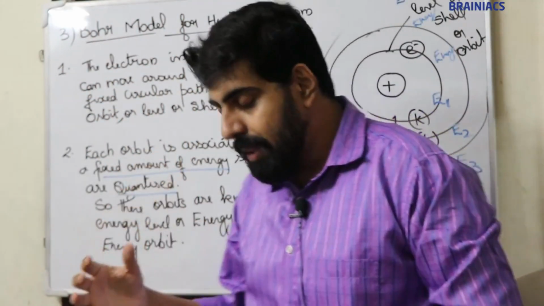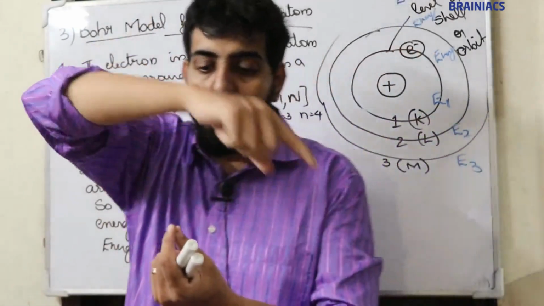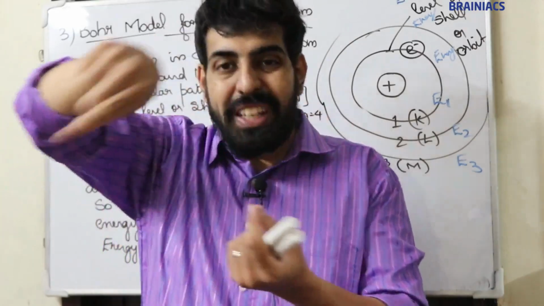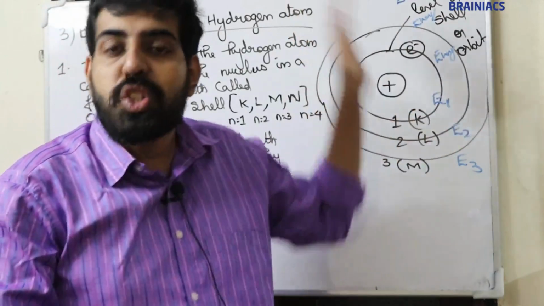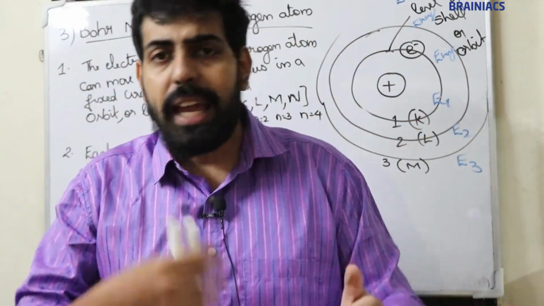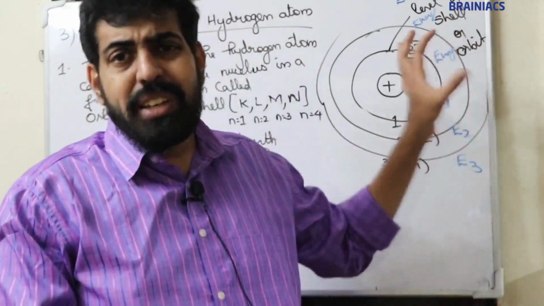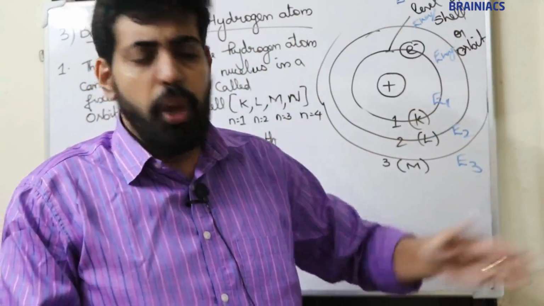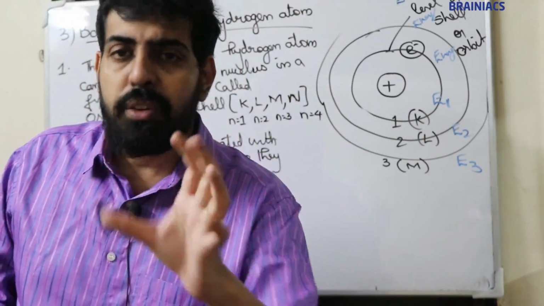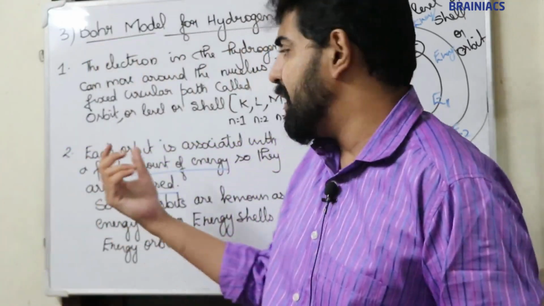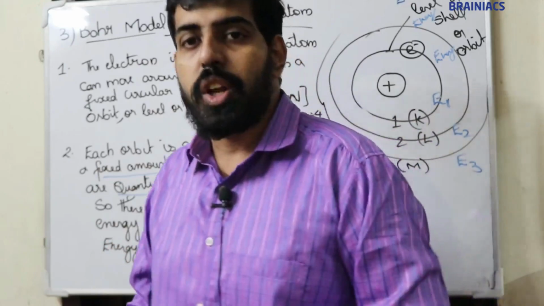Now, this model consists of 5 postulates, and the first postulate is: the electron revolves around the nucleus in certain fixed paths. These fixed paths are known as level or shell or orbit: K, L, M, N, or n equal to 1, 2, 3, 4, etc. Now each orbit has a definite amount of energy, a fixed amount of energy. A fixed or definite amount of energy is called quantized. So each orbit is quantized, and so they are known as energy level or energy shell or energy orbit.